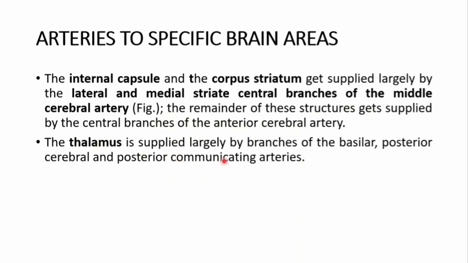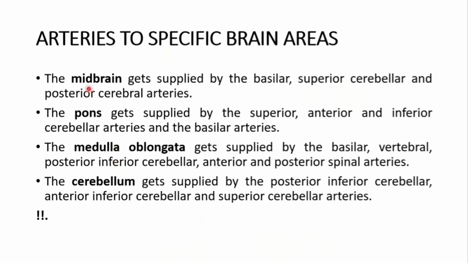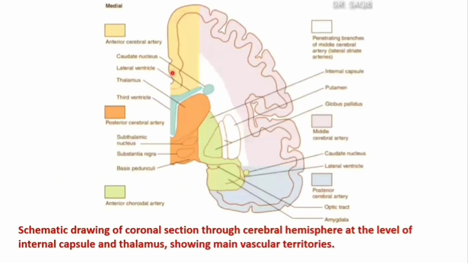The thalamus is supplied largely by the branches of the basilar, posterior cerebral, and the posterior communicating arteries. And the midbrain is supplied by the basilar, superior cerebellar, and the posterior cerebral arteries. The pons gets supplied by the superior, anterior, and inferior cerebellar arteries and the basilar arteries. The medulla oblongata gets supplied by the basilar, vertebral, posterior inferior cerebellar, anterior, and posterior spinal arteries. And the cerebellum gets supplied by the posterior inferior cerebellar, anterior inferior cerebellar, and superior cerebellar arteries.